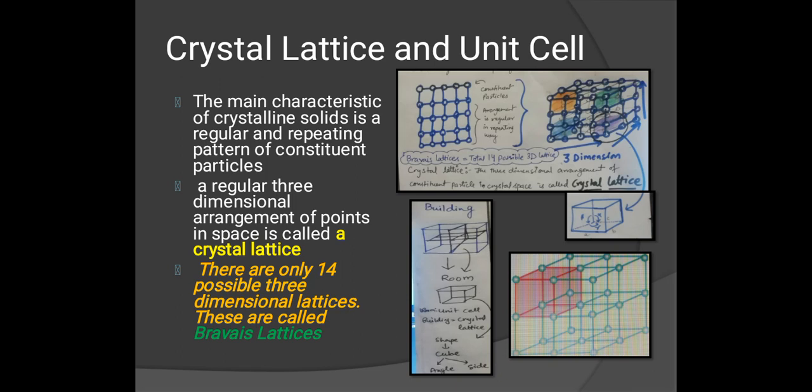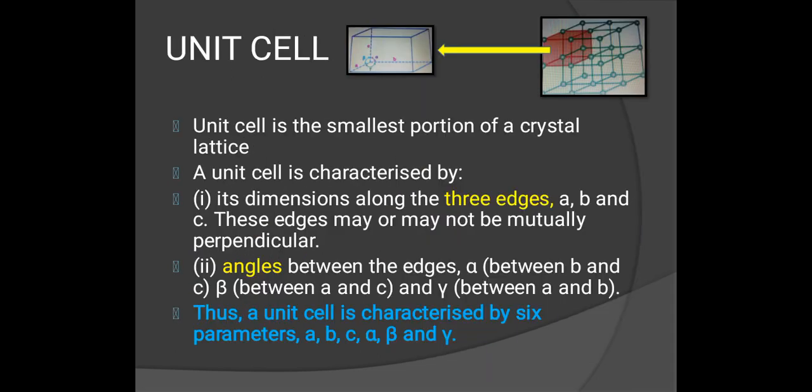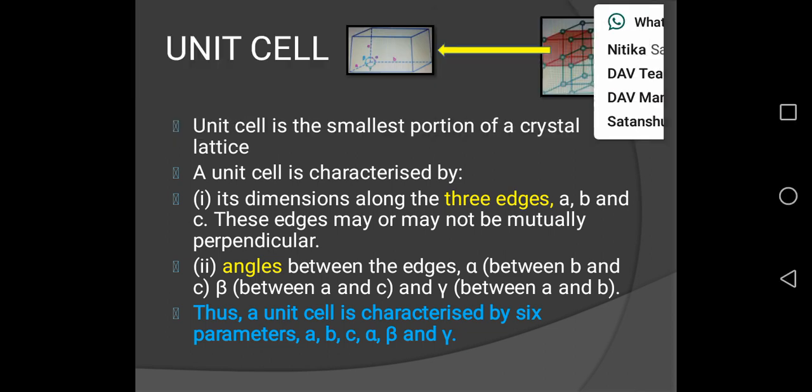Basically, in this way, we have 14 possible 3-dimensional lattices, and these 14 possible lattices are known as Bravais lattices. Yesterday I shared a video with you; in that video it was clear what a Bravais lattice is. Next, unit cell. A unit cell is a simple unit. It is the smallest repeating unit of that crystal lattice.